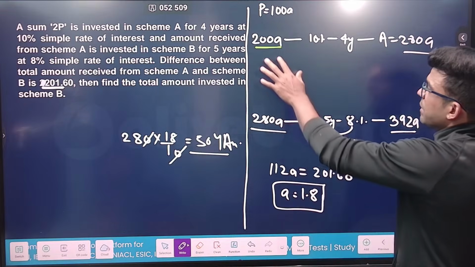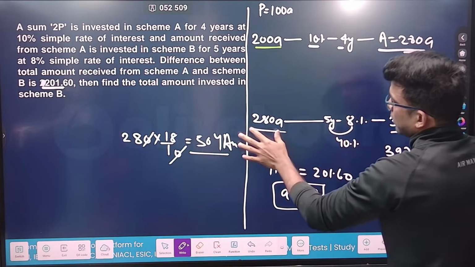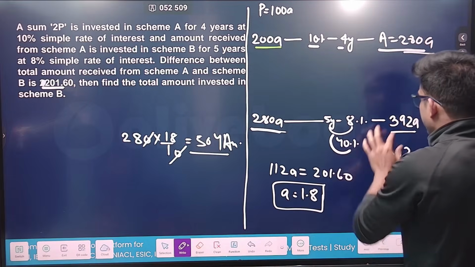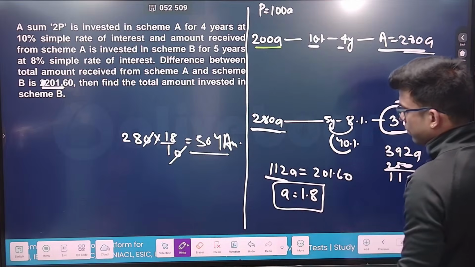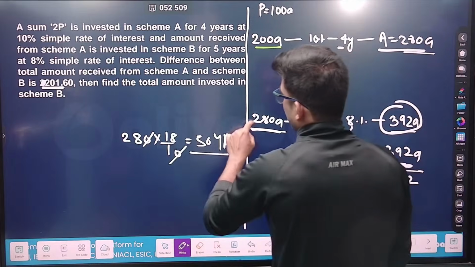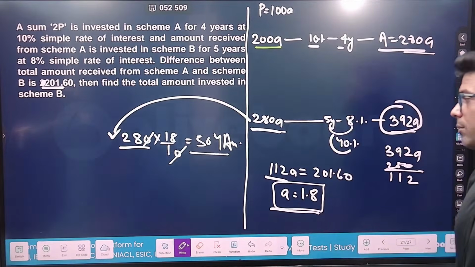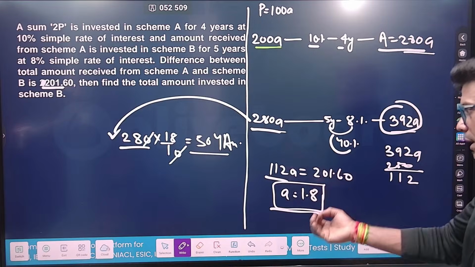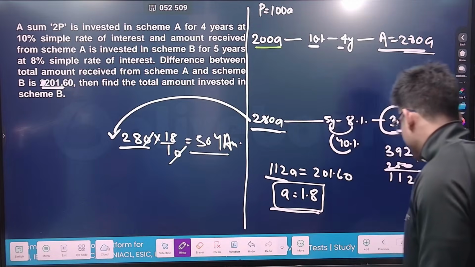Again, it was given in the question 10%, 4 years, the amount would be 280A. Then again this amount will become principal for 5 years at 8%, 40, that would be 392, and the difference 112A is equal to 201.60. The value of A would be 1.8, and you need to find the amount invested. So 280 into 18 by 10, why 18 by 10? Because the value of A is 1.8, so I have done 18 by 10, which is 504, the answer. I hope this much is clear to everyone.